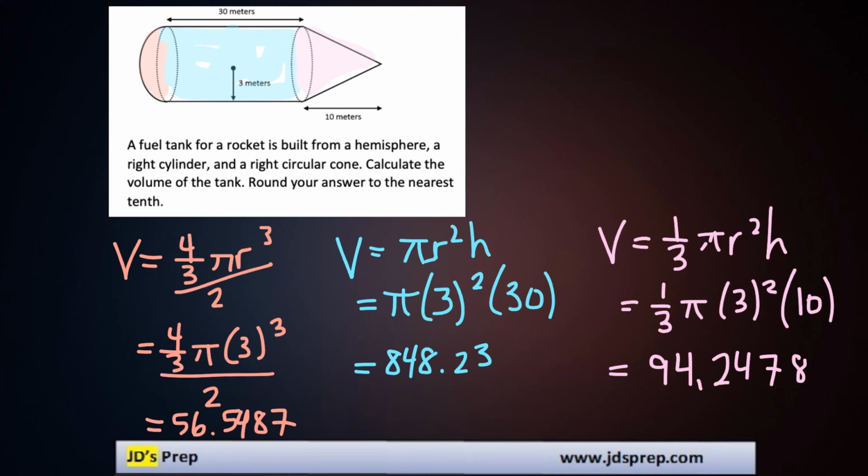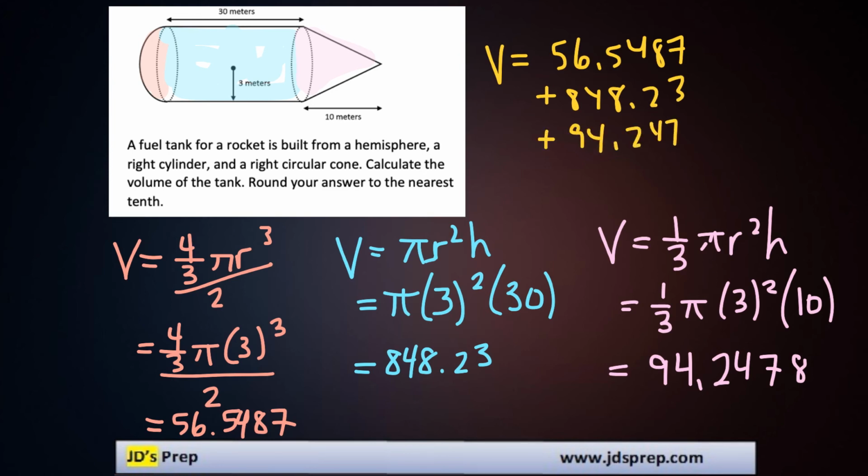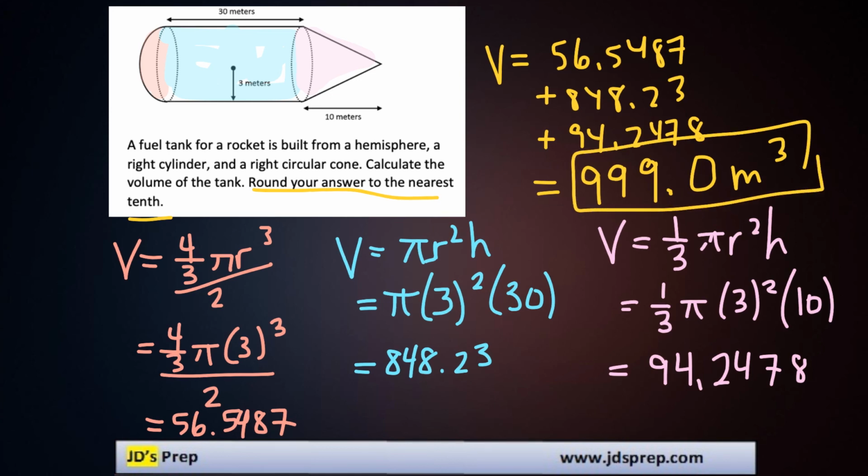All right, now we're ready for our final step. We need to find the volume of the entire thing, so we're going to add all three of those together. So the total volume is 56.5487 plus 848.23 plus 94.2478. And that gives us a grand total of 999.0 meters cubed. We do need to include that 0.0 because it does ask us to round to the nearest tenth. All right, that's it for this question.